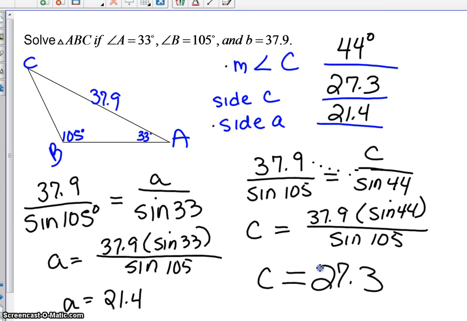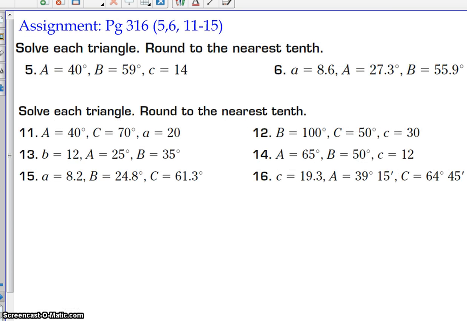All right, so the homework that I want you guys to work on today is page 316, just 5 and 6, and then 11 through 15. Not too many problems.